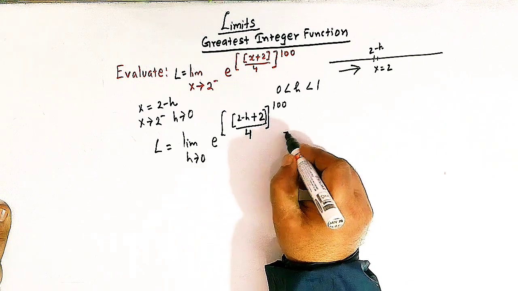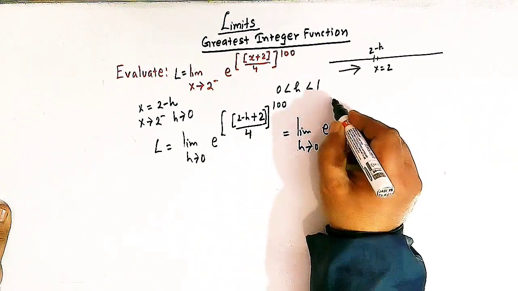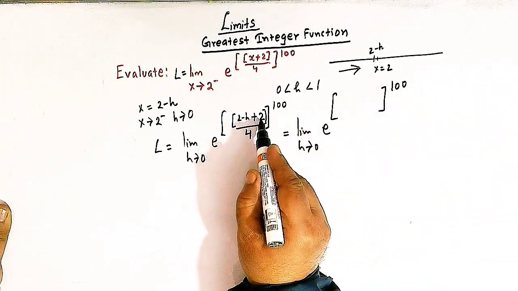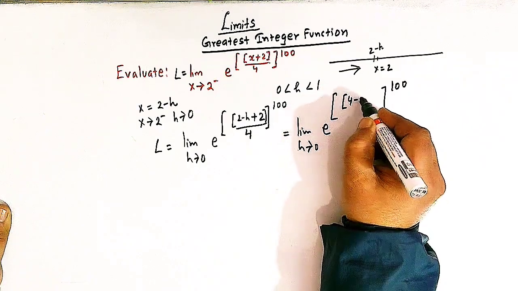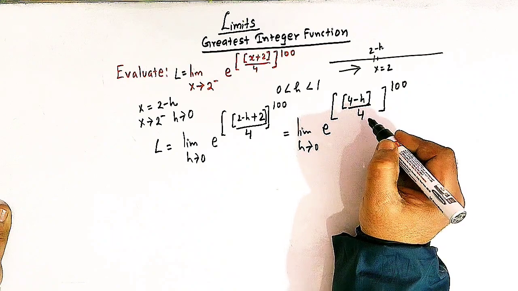Okay, so now we can write limit h tends to 0 of e raised to the greatest integer, here we have 100. This is 2 plus 2, 4. So we have the greatest integer of (4 minus h) divided by 4.